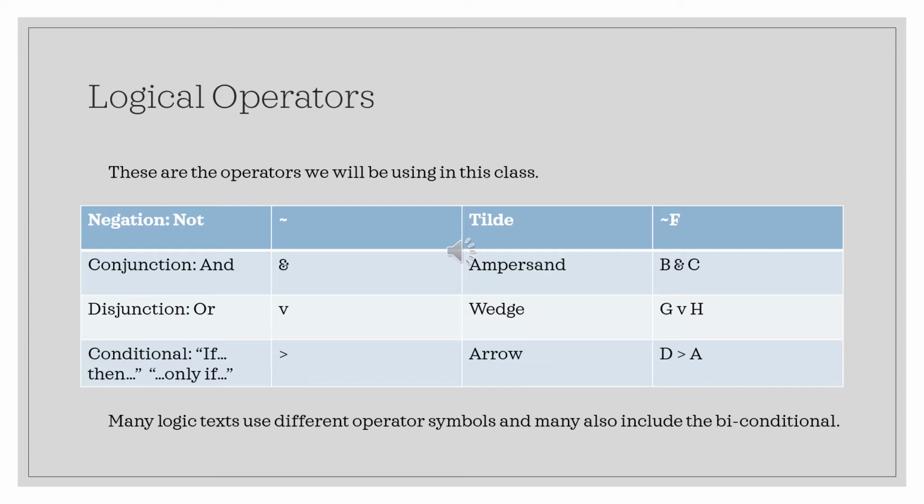Just one side note, lots of logical texts use different symbols for these logical operators. The most common ones are, for conjunction, sometimes people use a dot, and sometimes for conditional, people use what's called a horseshoe, or something that looks a little bit more like an arrow. But for our class, we're going to be using these symbols because they're really easy to type in on a standard keyboard.